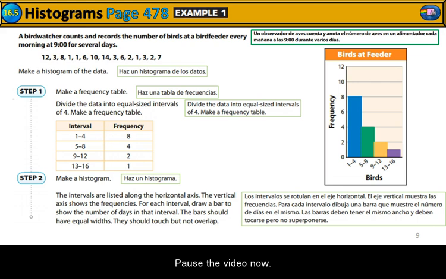Pause the video now to take this all in. Think about some questions you might have and write them in your notebook and email them to me once this lesson is concluded.